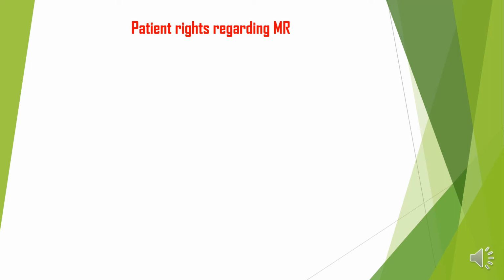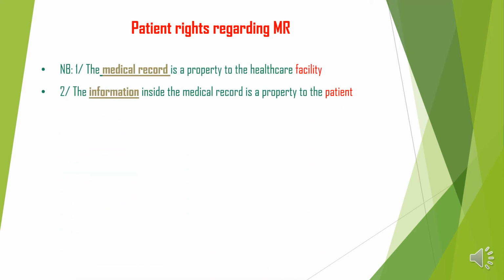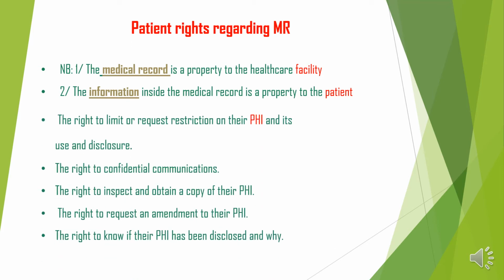So what are the patient's rights regarding the medical record? Before telling you the patient's rights regarding his medical record and the information inside it, there are two very, very important notes. Note number one, the medical record itself is the property of the healthcare facility. It belongs to us in the hospital or in the PHC. It's ours as a medical record. But the information and data inside the medical record are the property of the patient. So you cannot disclose any of the data or information inside the medical record to anyone unless you have permission from the patient. But the medical record itself, the forms inside it, is the property of the healthcare institute.